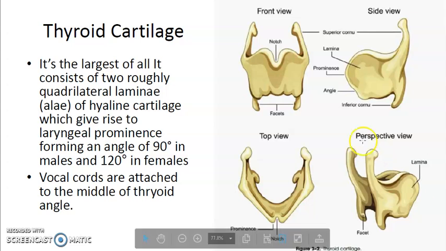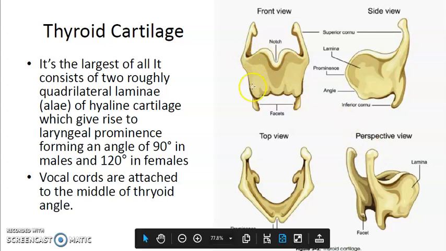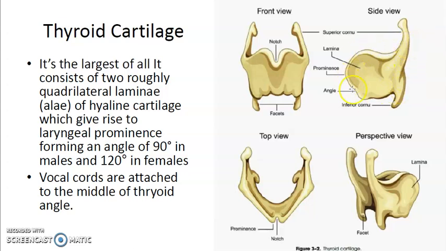Coming to the cartilages one by one, thyroid cartilage. It is the largest cartilage of all. It is made up of 2 laminae. Each of these laminae is quadrangular in shape, and has an anterior margin, posterior margin, superior and inferior margin. The anterior margins of the right and left thyroid laminae will unite in the midline to form the Adam's apple or the laryngeal prominence.